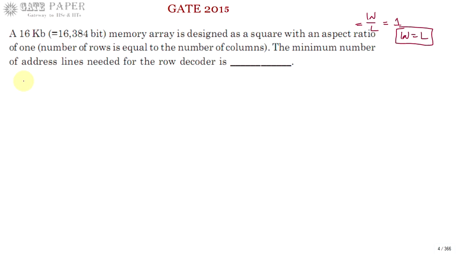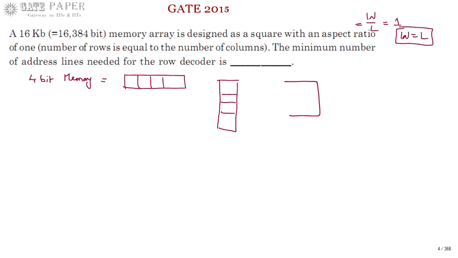Let us assume we are dealing with 4-bit memory. This memory is going to store 4 bits of information. That 4 bits can be arranged row wise or column wise, or as a square where the number of columns equals the number of rows. Number of rows is 2, number of columns is 2. So this is the square arrangement of 4-bit memory. This is the column arrangement, this is the row arrangement, whereas this is the square arrangement.